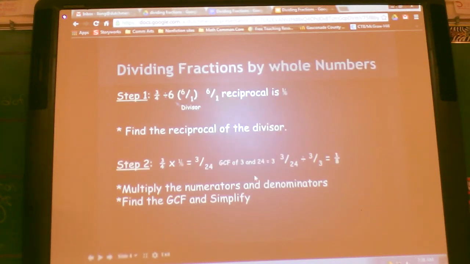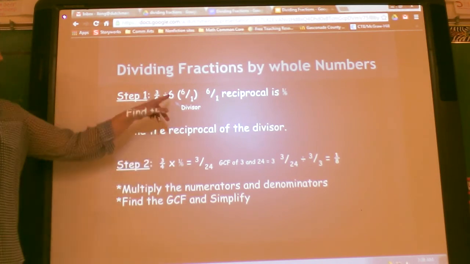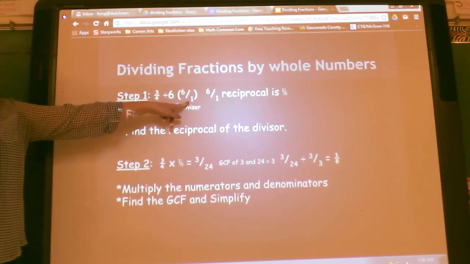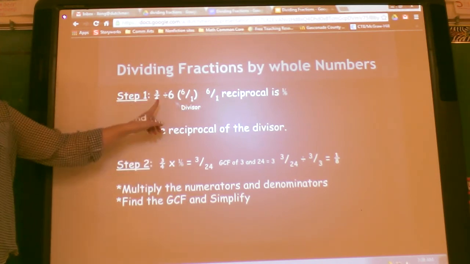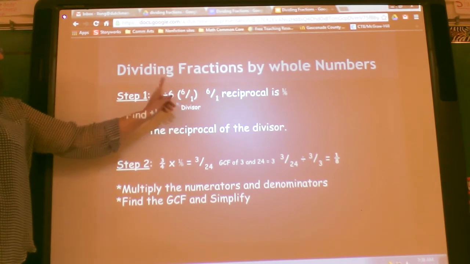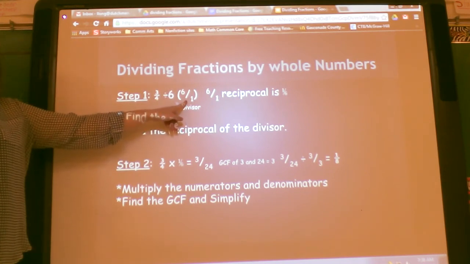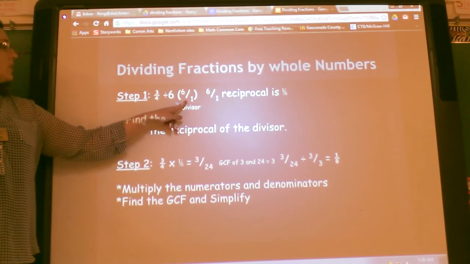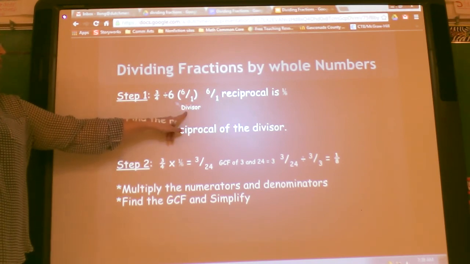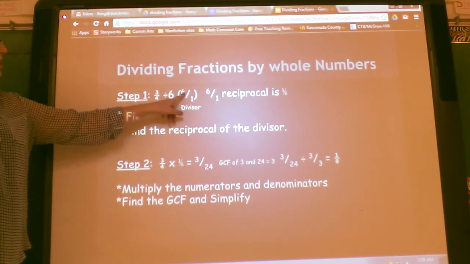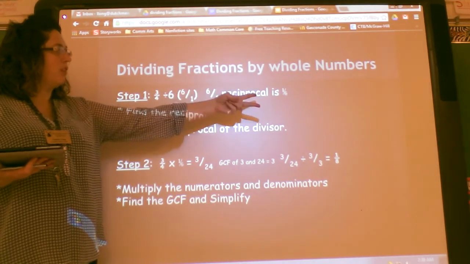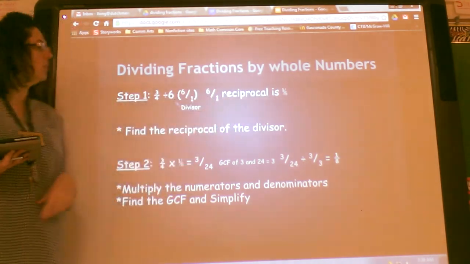Okay, dividing a fraction by a whole number. Same thing. Just like with multiplication, when we have a whole number, we put it over 1. So we do the same thing here. So we have 3/4 divided by 6 first. Just like we did with a fraction over fraction, we take our divisor and we find the reciprocal. So I'm going to take 6 first, and I'm going to flip it and get 1/6.